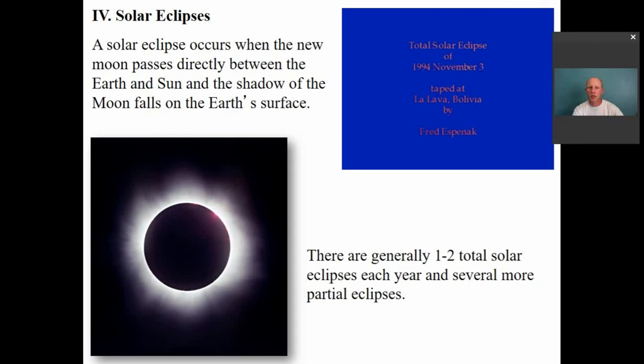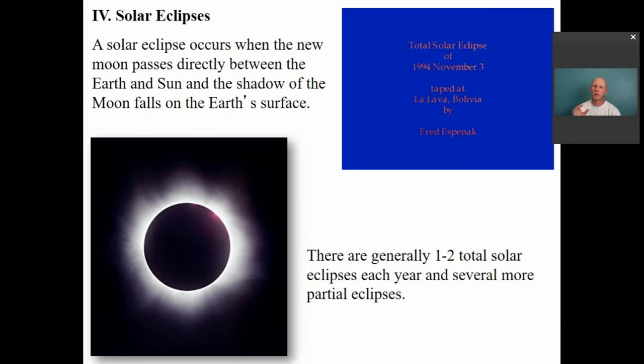Okay. And so a solar eclipse occurs when a new moon passes directly between the Earth and the Sun, and the shadow of the moon falls over Earth's surface. And so, obviously, during a lunar eclipse, that's when the moon passes into the Earth's shadow. Well, the Earth is a lot bigger than the moon, so the shadow of Earth can cover the entire moon. Whereas when the moon passes between Earth and the Sun, there's only a small dot that is cast on Earth.